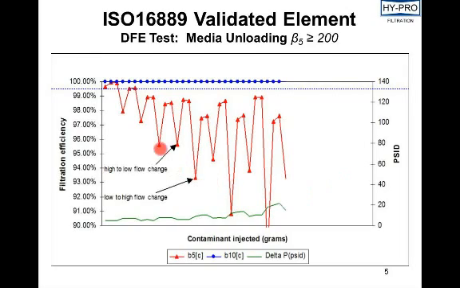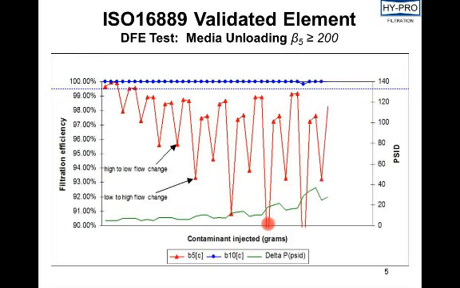So what we see as the graph develops is when we go from a change of low flow to high flow, that's when we see the most dramatic unloading or drop in efficiency. So this filter element previously tested under the ISO 16889 method had an efficiency of roughly 99.5%. But what we see when we test that same element under DFE is that the efficiency during transient flow changes even drops well below 90%. So not the filter that we really thought that it was when we test it in a way that it's really used.